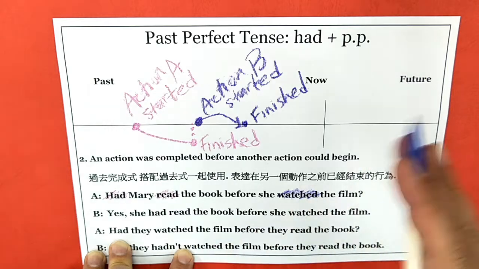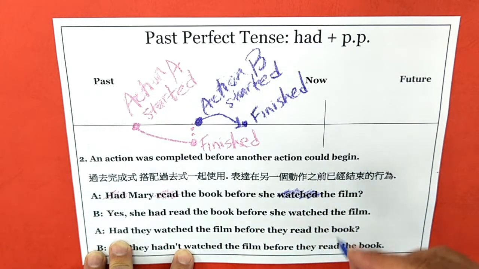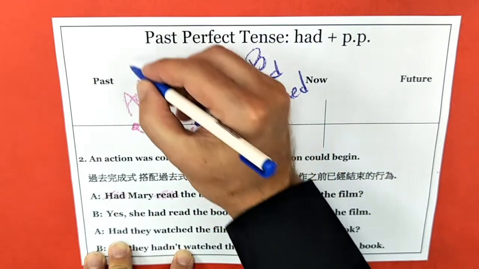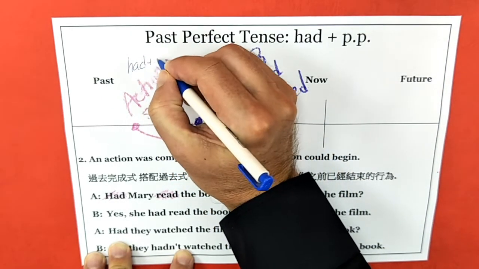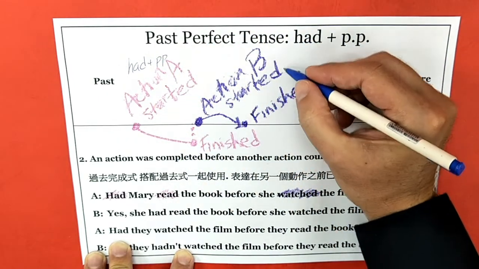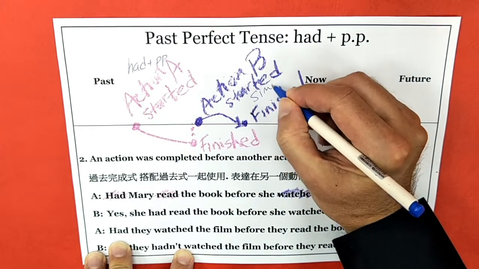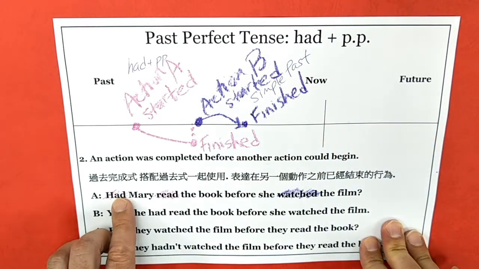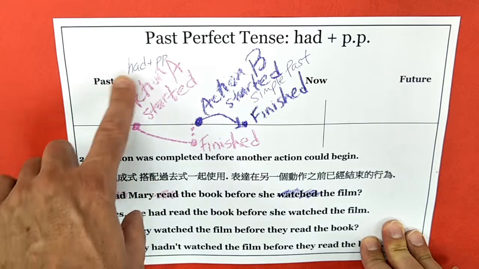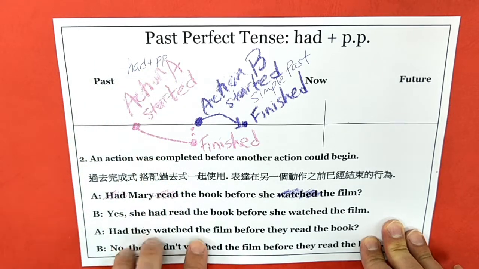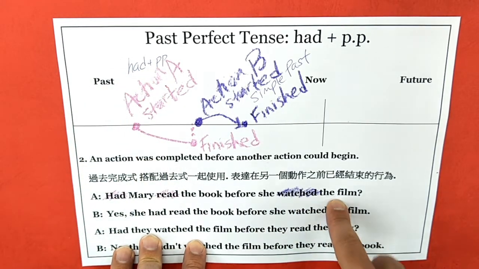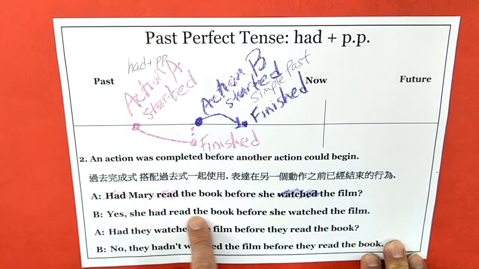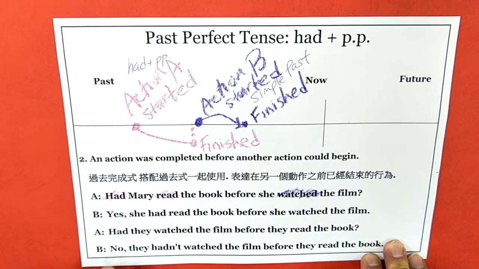So, how do we differentiate between action A and action B? Action A is going to be had plus PP, and action B is going to be the simple past. So look, had Mary read the book? That's had plus PP. This happened first, before she watched the film. Watched, ED, that's simple past. Yes, she had read the book before she watched the film.